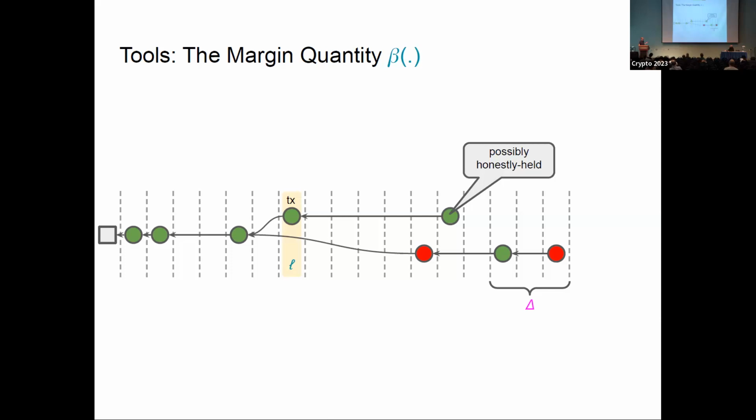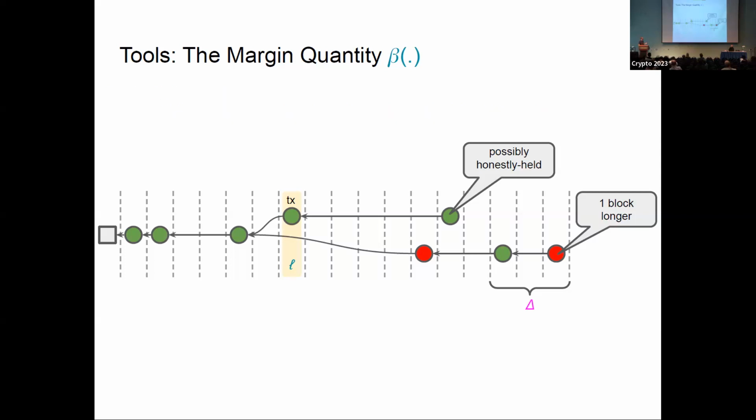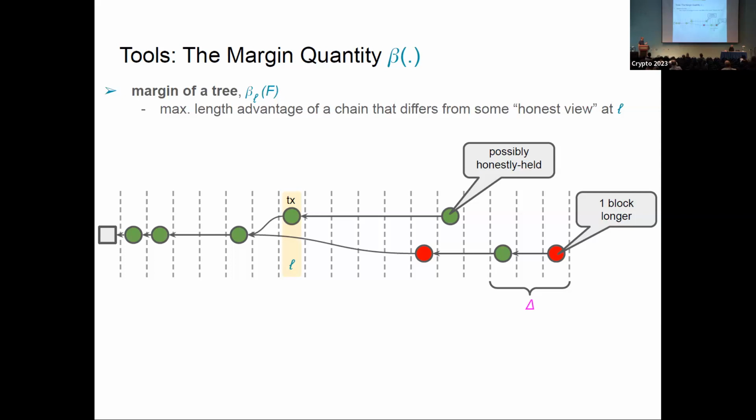Well, the upper chain might be held by some honest party as being the longest chain that it has seen so far, and that's simply because this honest party might not have yet seen these two blocks due to network delay. At the same time, the lower chain is one block longer. And so if this chain is served to this honest party, the party will switch to this chain and will change its mind about how the ledger looks up to this slot L. And this intuition is exactly what the notion of margin is trying to capture.